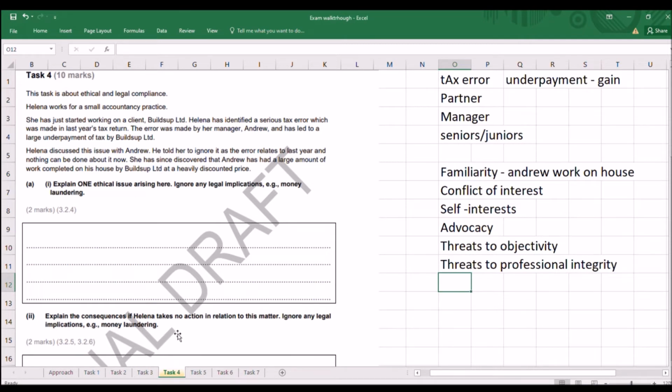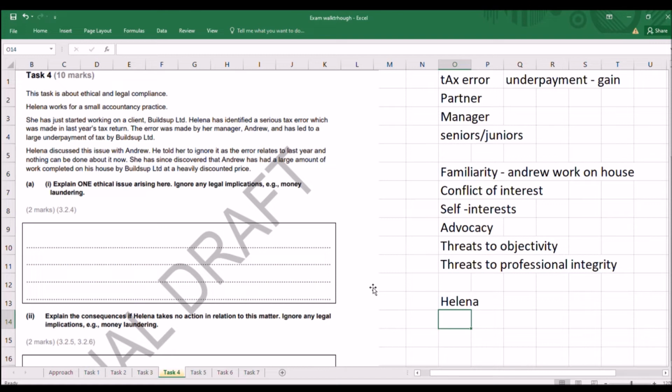Explain the consequences if Helena takes no action in relation to this matter. So we've got the threats. Who have we got involved in here then? We've got Helena, haven't we? So Helena could get disciplinary action, either from the firm itself, the partner, or from the professional body. Who else have we got in here?